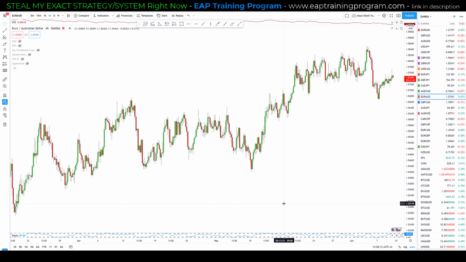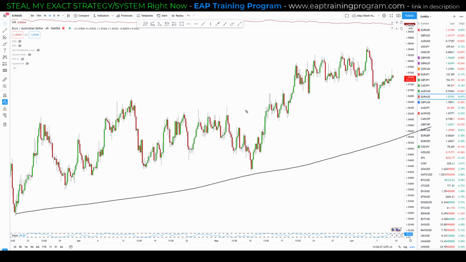Okay, so here we are on the Euro Aussie 4-hour chart. And as you can see, in a normal situation, this would be kind of difficult to determine the overall trend of this market in certain situations, right? I mean, as you can tell, yeah, we're going in a slight uptrend, I guess you could say, but there's a lot of choppiness in between here, and this is the reality of markets. It's not what you see on YouTube when people are cherry picking stuff.